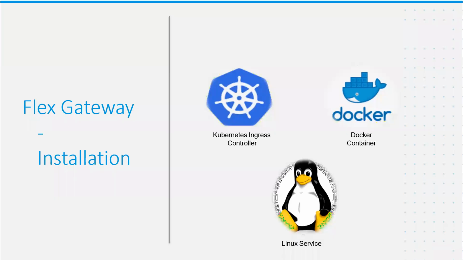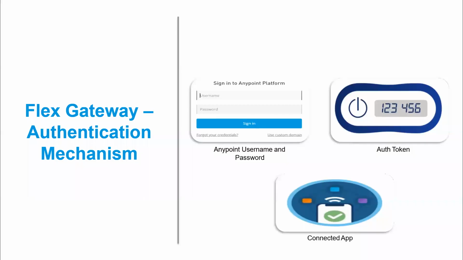Where can you install Flex Gateway? You can install it on the Kubernetes Ingress Controller, Docker container, Linux service. There are more installation options added recently, and we're going to see them during the demonstration. Various more installation options have been added as part of the new Flex Gateway version. It generally supports three kinds of authentication mechanism. When you are setting up the Flex Gateway, you can use the Anypoint username and password, you can use the auth token, or you can use the connected app also. These are the three authentication mechanisms supported by Flex Gateway.